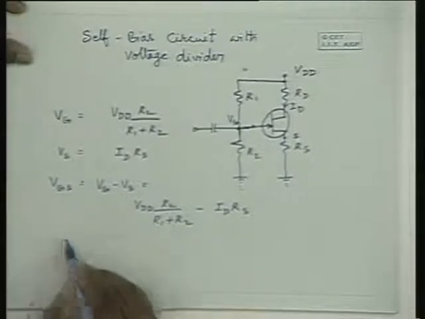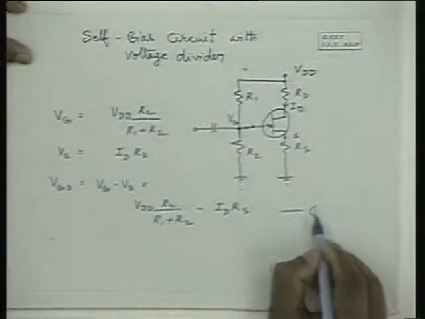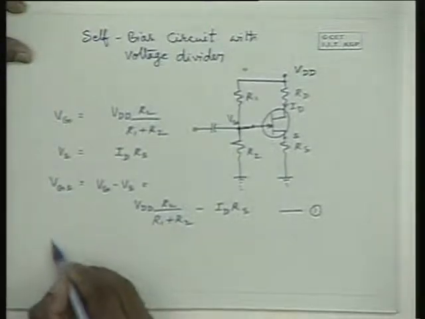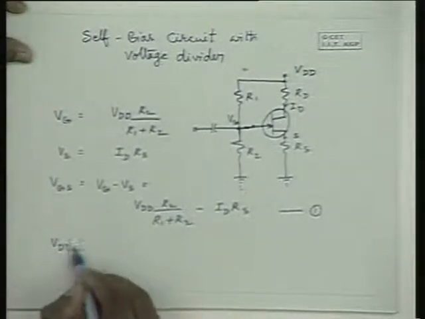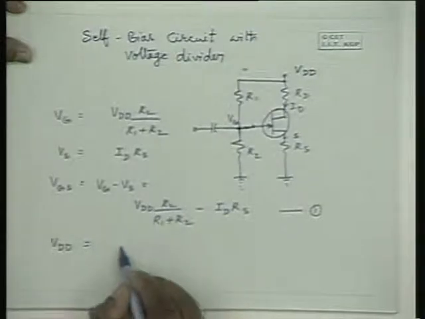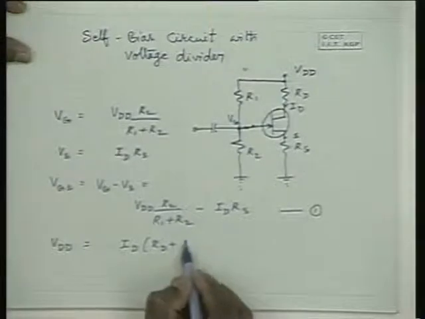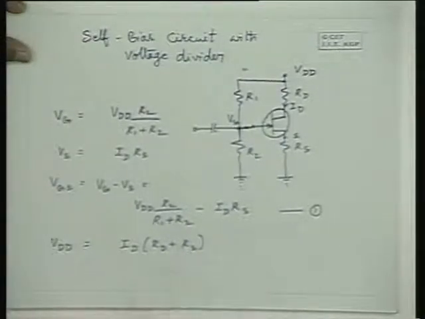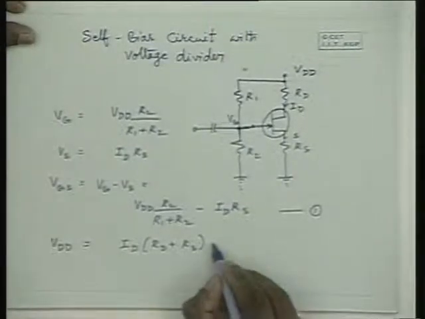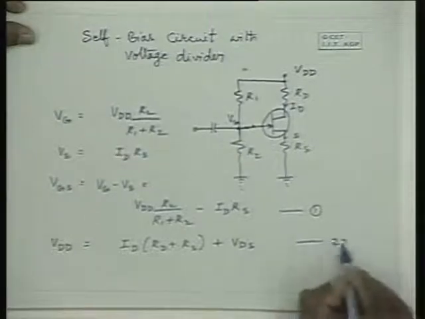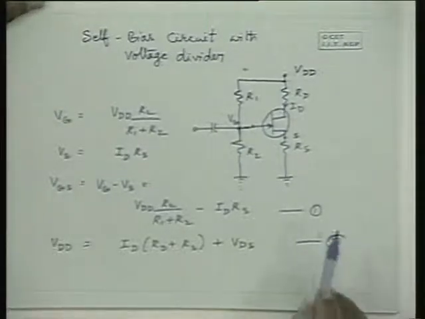And the output side equation, this is, as I said, now equation 1 in this particular case, and the output side equation is the same equation. VDD is equal to that ID flows through RS and RD, so the total voltage drop is ID into RD plus ID into RS plus VDS. This is the output equation.